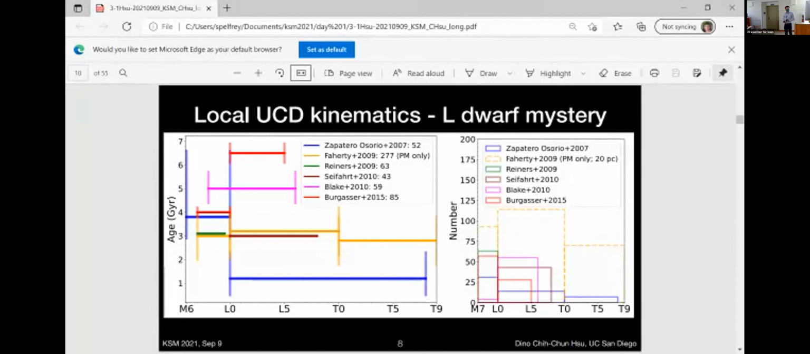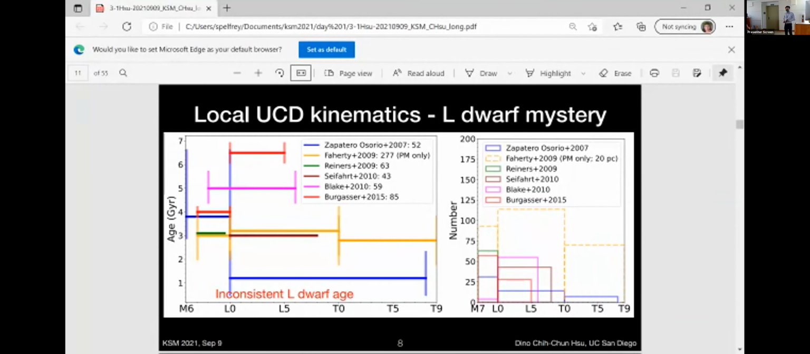If you look at M's, it's roughly around 3 to 5 gigayears, so they're roughly consistent. But if you look at L dwarfs, it's widely spread because of different survey strategies, sample size issues, and selection effects. So there are inconsistent L dwarf ages, all the way from 1 gigayear to almost 7 gigayears, which is very inconsistent.